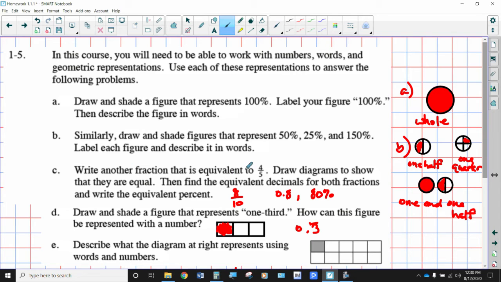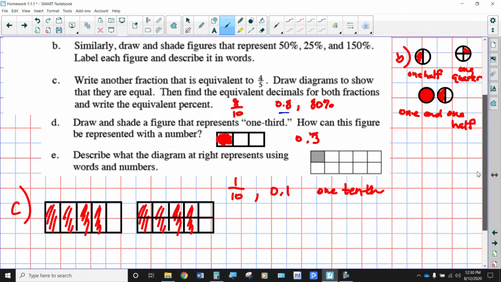Write another fraction that is equivalent to 4/5. Well, if you chose your giant 1, you could have 8/10. You could have 12/15. You could have 16/20. There are an infinite number of equivalent fractions, but I chose 8/10 because that's easy to convert to its decimal, 0.8, and then to the percent, which 8/10 is 80/100, so that would be 80%. And this is what the pictures would look like for that as well.